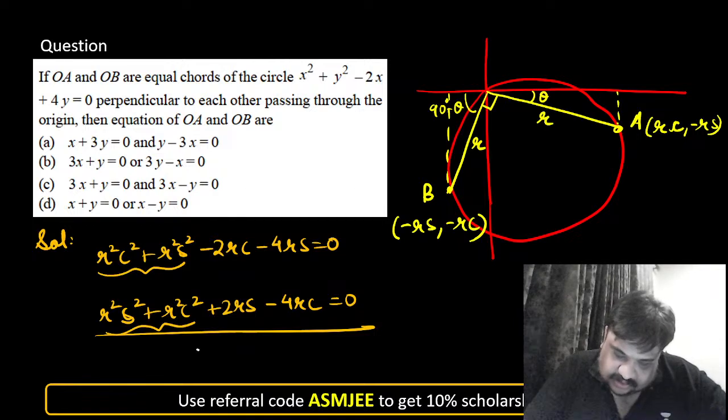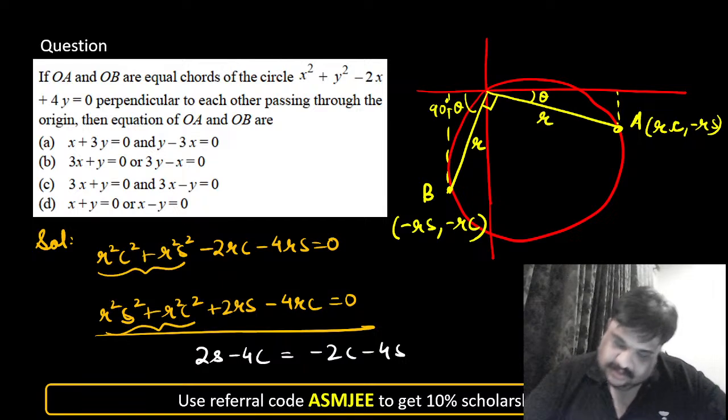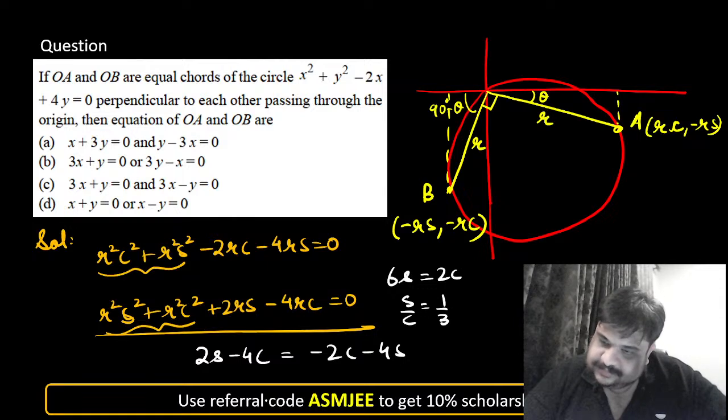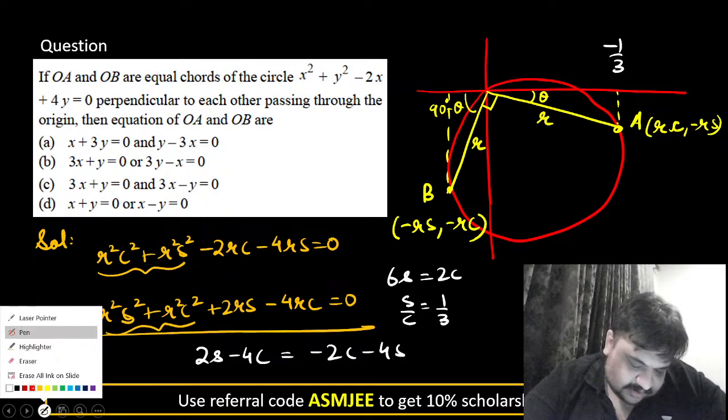You will get 2s minus 4c is equal to minus 2c minus 4s. That means 6s is equal to 2c. That means s by c is equal to 1 by 3. So tan theta is 1 by 3. So slope will be minus 1 by 3. So one slope is minus 1 by 3. So option A is correct.